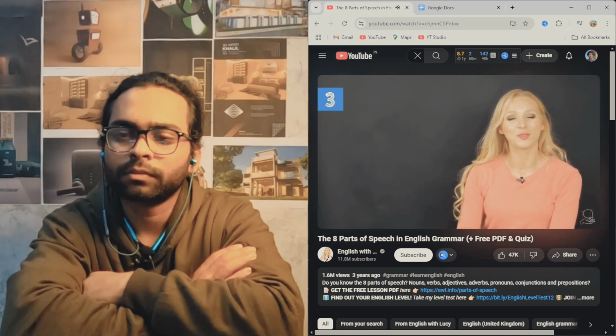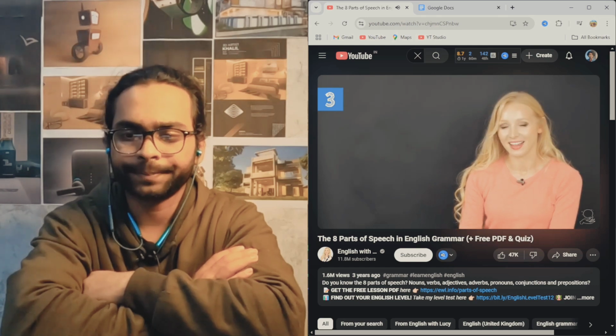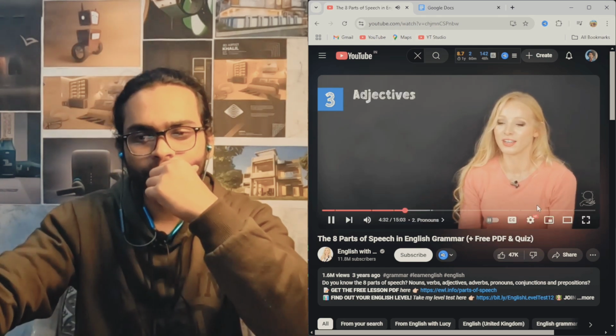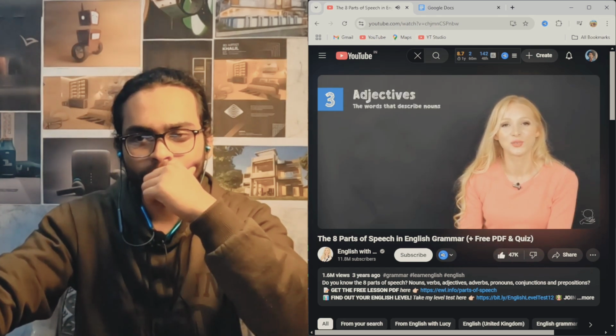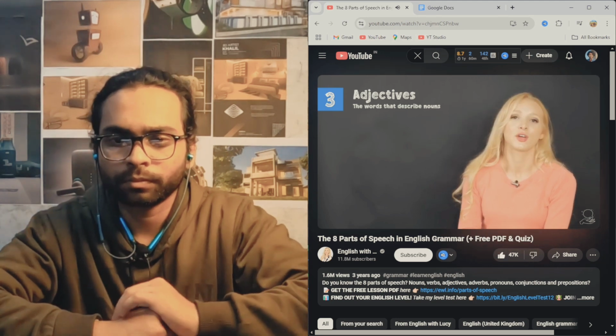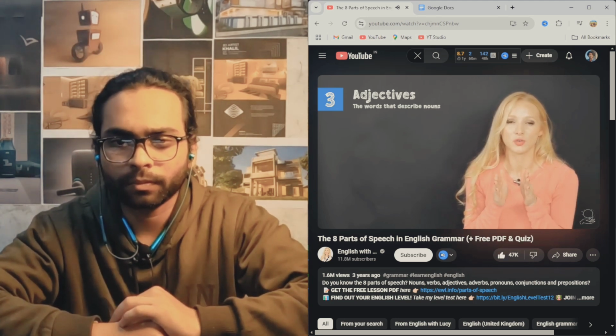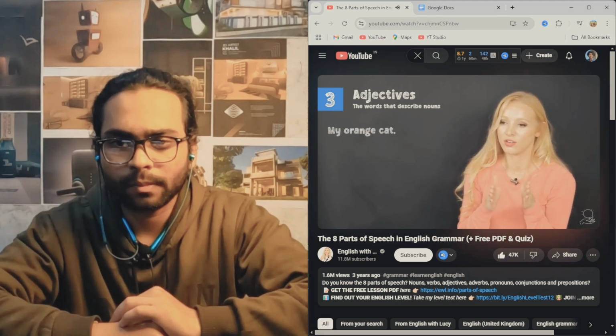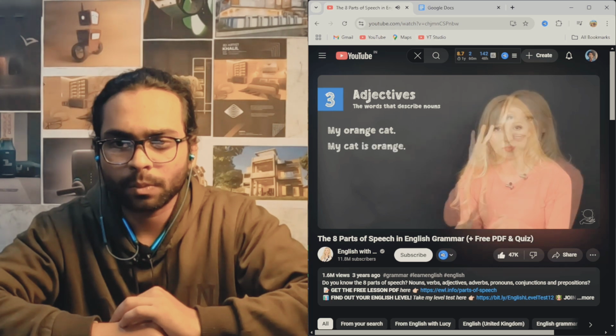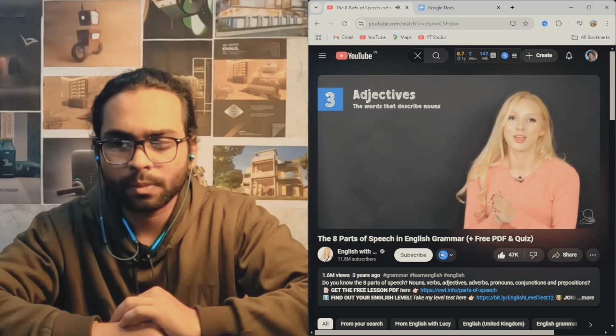Let's move on to part of speech number 3: adjectives. These might be my favourite actually. These are the words that describe nouns. An adjective can go right before the noun it's describing, for example, my orange cat, but it doesn't have to, for example, my cat is orange. Now, one of the most important things that you can learn when it comes to adjectives is adjective order.